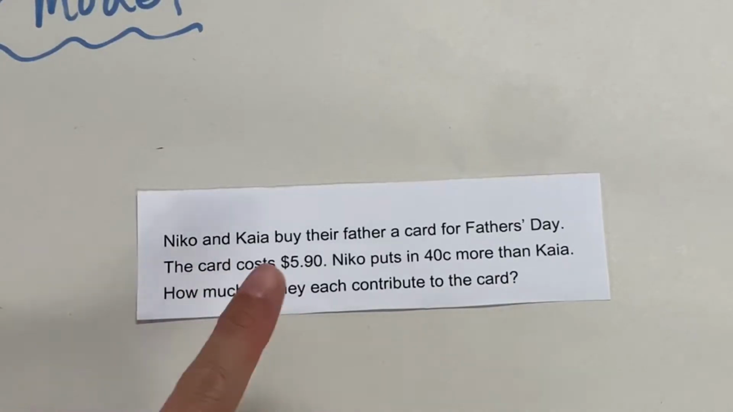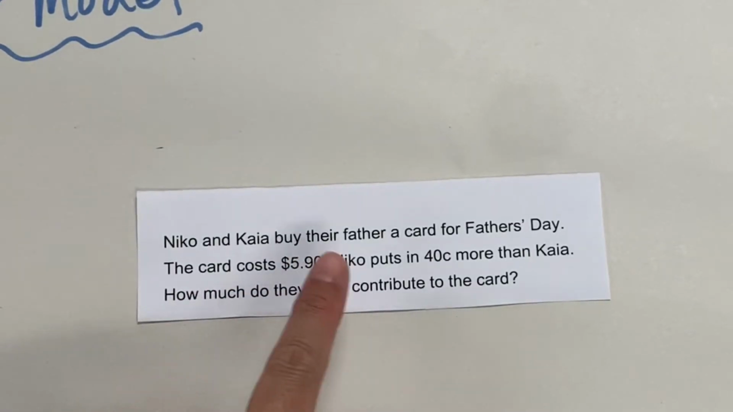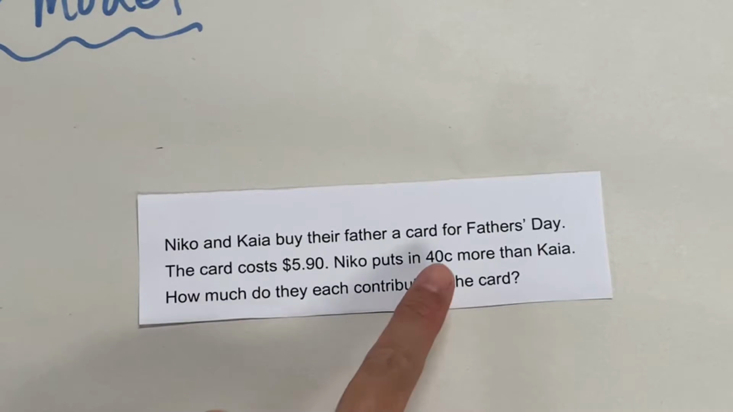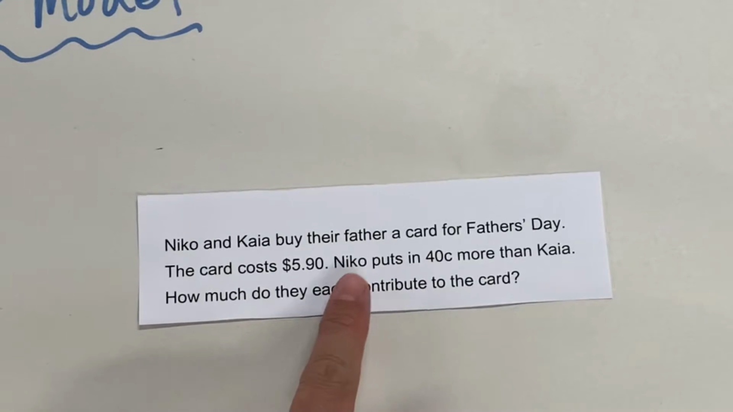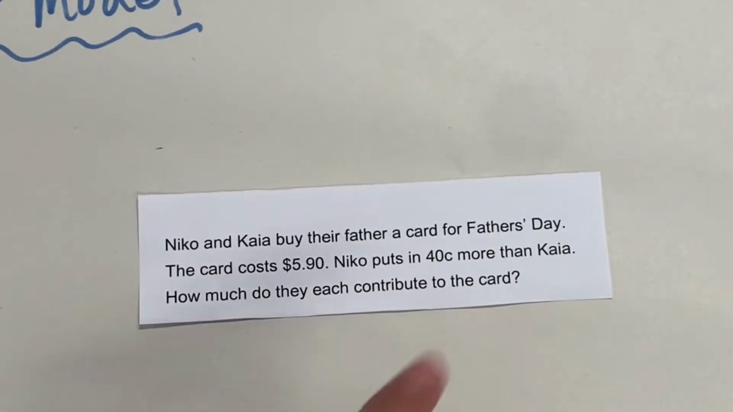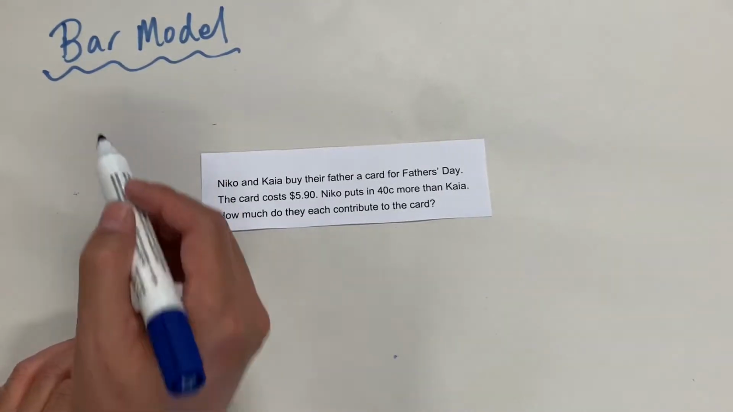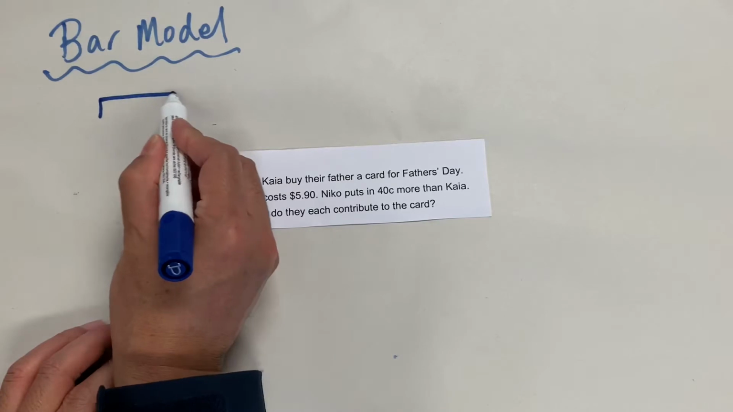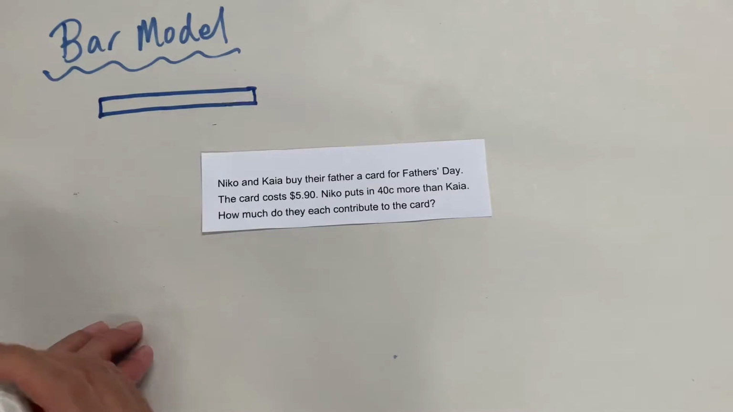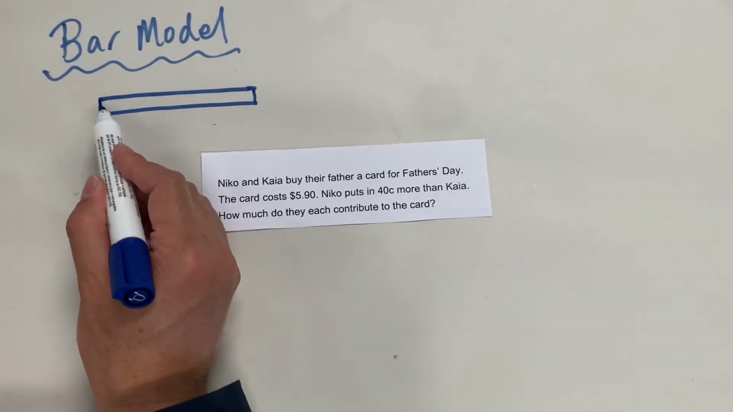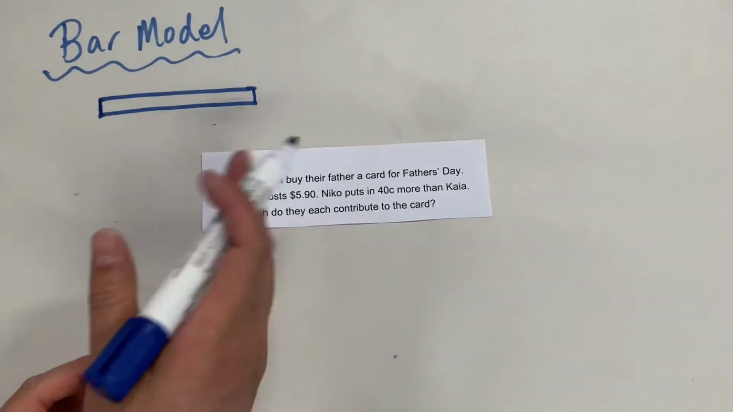So it says Nico and Kaya are buying their Father's Day card. The card costs $5.90. Nico puts 40 cents more than Kaya. And the question is, we have to find out how much Nico and Kaya each spent on this card. So we're going to use the bar model. Now the bar model looks like this. The length of the bar represents the number, so the longer the bar, usually the higher the number is.